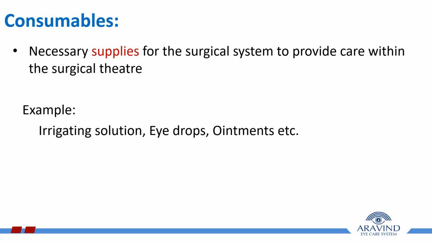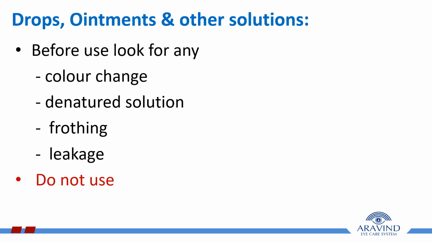Along with the sterilization process, we have to be careful with the surgical consumables also. Consumables are necessary supplies for the surgical system, for example, irrigation solution, eye drops, ointments, etc. Before using the consumables, look for any color change, denatured solution, frothing, and leakage of the pack. If any of these issues is present, do not use the product.